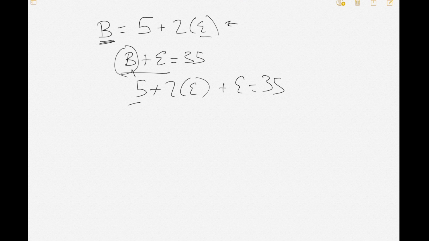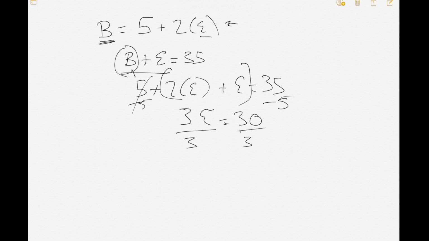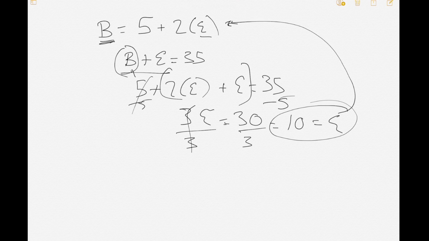Then I would subtract 5 from each side, and 2E plus E equals 3E, right? The 5 minus 5 cancels, and 35 minus 5 equals 30. Then we could divide each side by 3, and E equals 10. So Elvis won 10 Grammys. Okay, so that's the answer for Elvis. Elvis won 10 Grammys. And then what we do is we punch it into either equation.